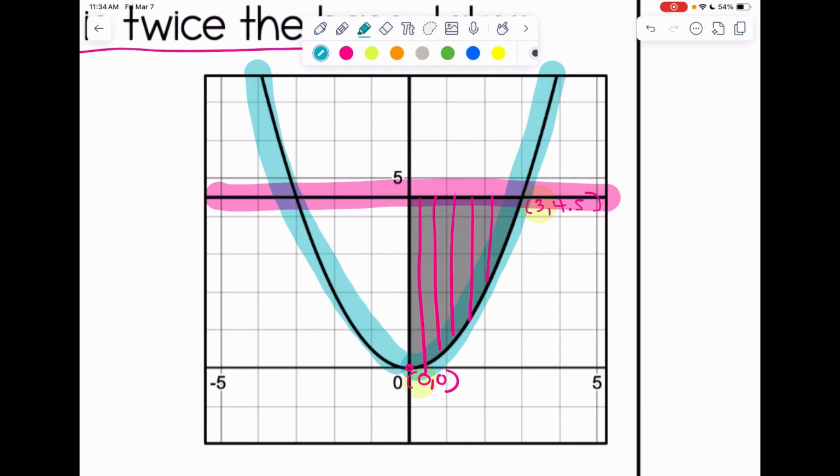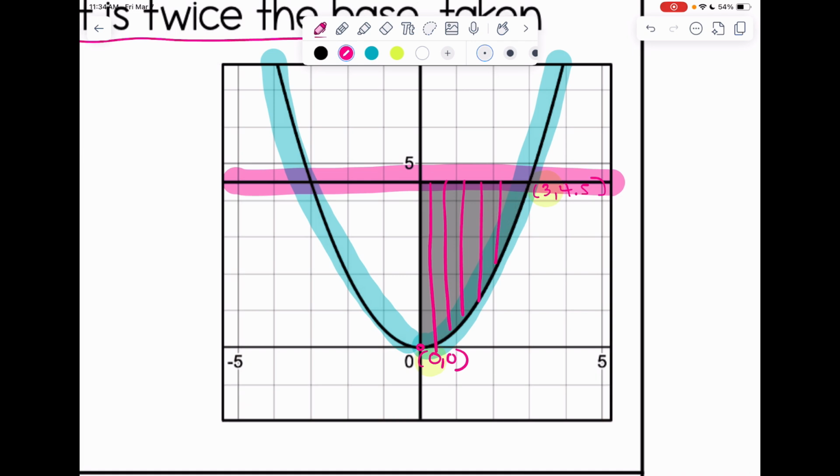So first thing I'm going to do is I'm going to imagine this being the base, right? So if this is the base, I can represent the base in this problem by 4.5 minus 1/2 x squared. So that is the base. The height we know is twice that, right? The problem tells us that. So I know the height is 2 times 4.5 minus 1/2 x squared. If you want to distribute that, of course you can.